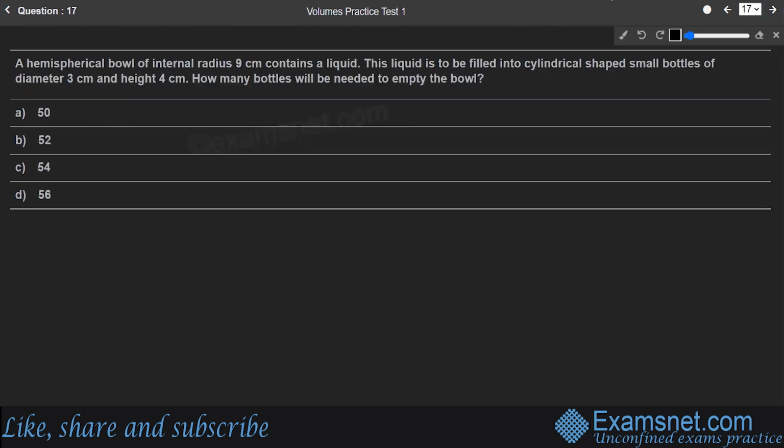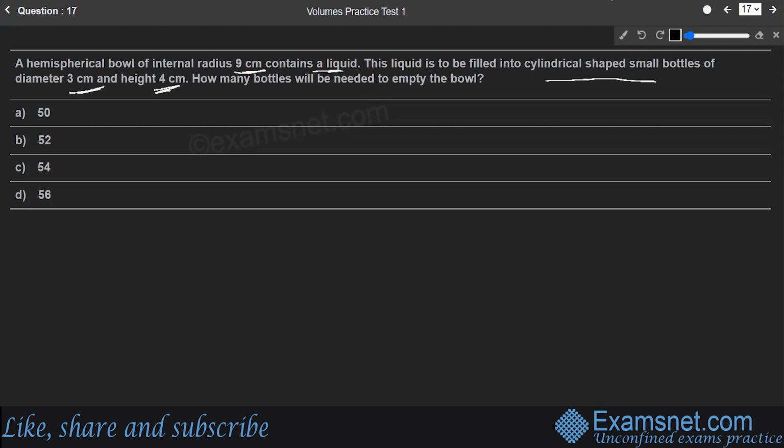Now he says a hemispherical bowl of internal radius 9 centimeter contains a liquid. This liquid is to be filled into cylindrical shaped small bottles of diameter 3 centimeter and height 4 centimeter. How many such bottles will be needed to empty the bowl? So clearly, first of all, we need to find out the volume of the liquid in this hemispherical bowl, and then that volume has to be transferred into different cylindrical shaped bottles. So that volume has to get divided by the volume of each such cylindrical bottle. That will give us the number.